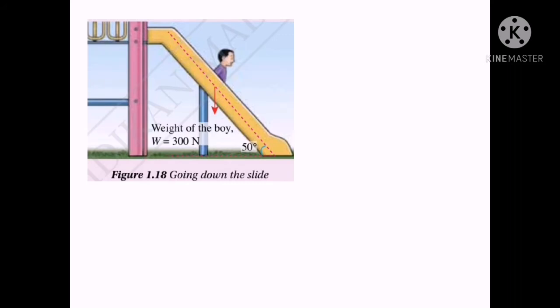Now, let's look at this example. Here I have a boy going down the slide and his weight is 300 Newton. The slide is at an angle of 50 degrees. So now we're going to resolve this weight. We're going to resolve it parallel to the slide and also perpendicular to the slide. The one that is parallel to my slide is my Fx and the one that is perpendicular to my slide is my Fy. So now we're going to resolve it.